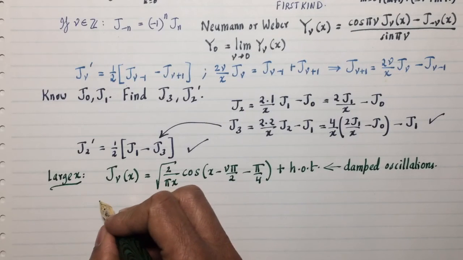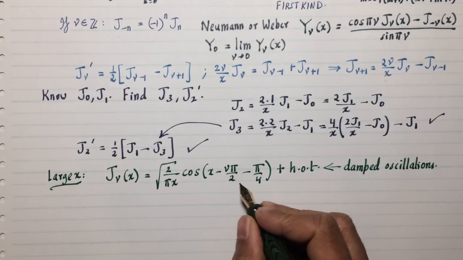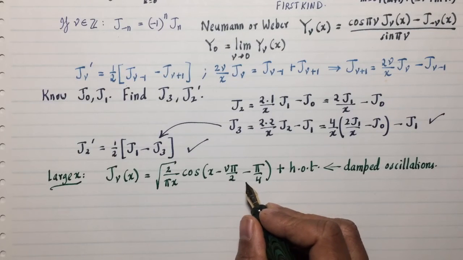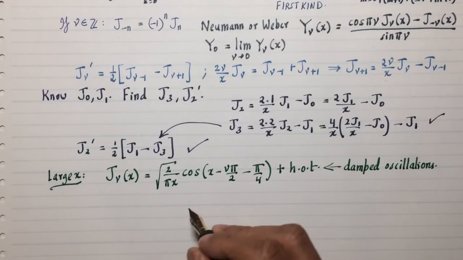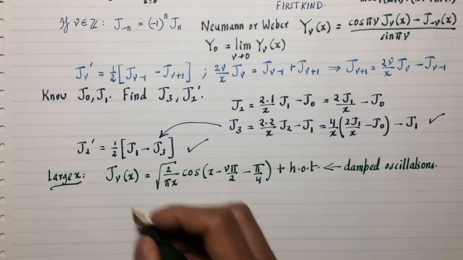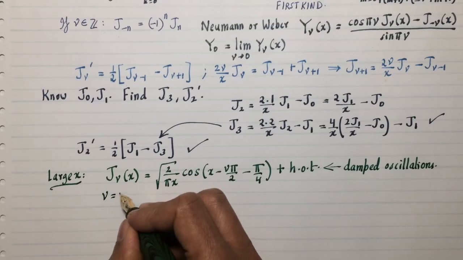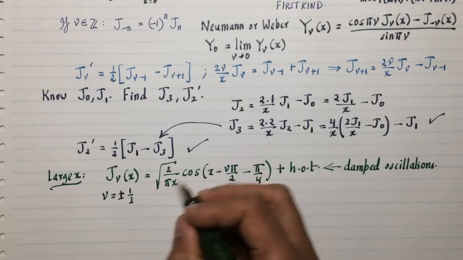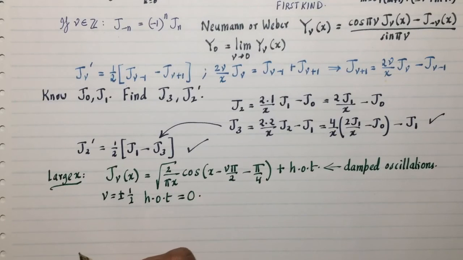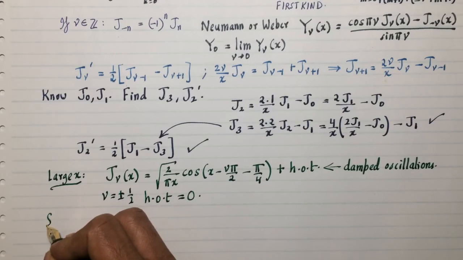So for nu equals plus or minus half, observe that these become cosines and sines exactly. When we studied the Bernoulli equation method of solving the Bessel functions, we found that for nu equals plus or minus half, the higher order terms exactly disappear.